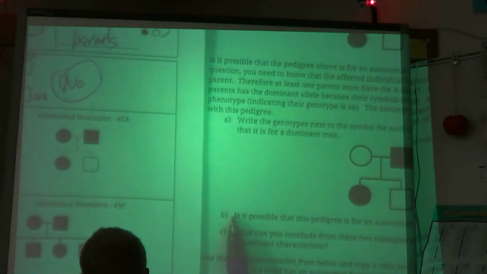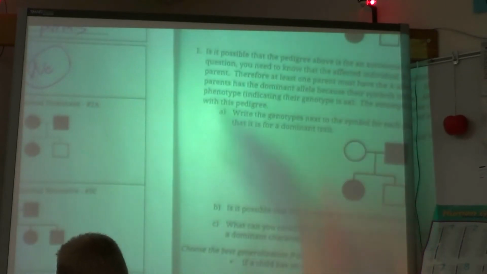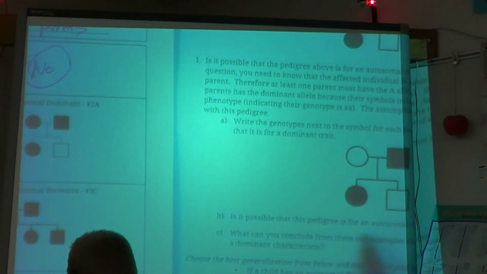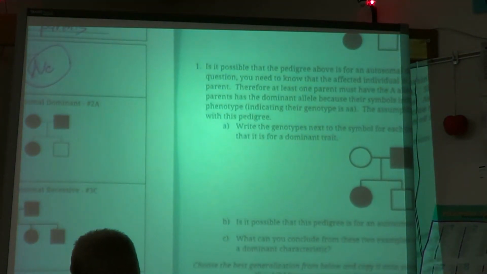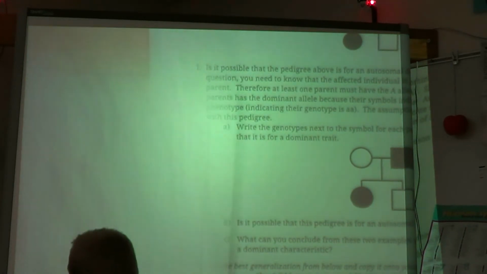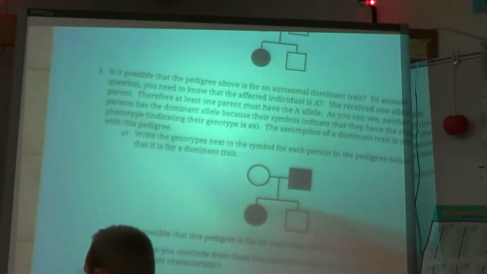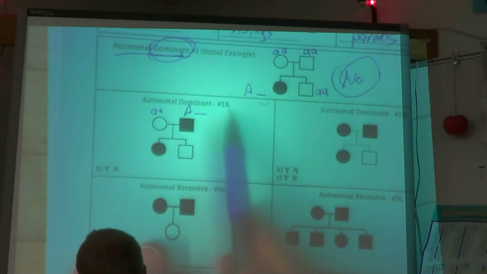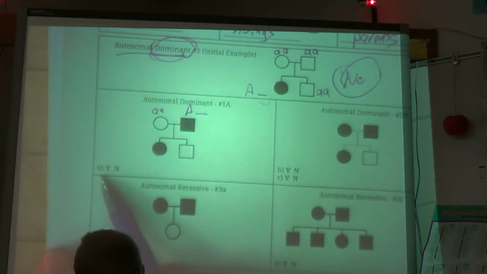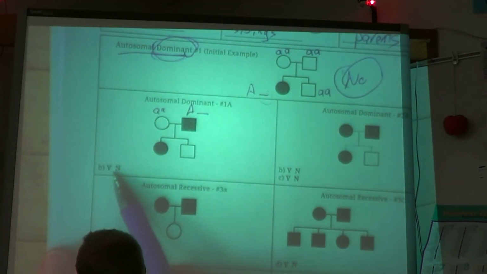Then it says for letter 1B, is it possible that this pedigree is for an autosomal recessive trait? Circle yes or no. But again, not on the do not write on packet, but here is 1A, here is 1B. Circle yes it works or no it doesn't work.